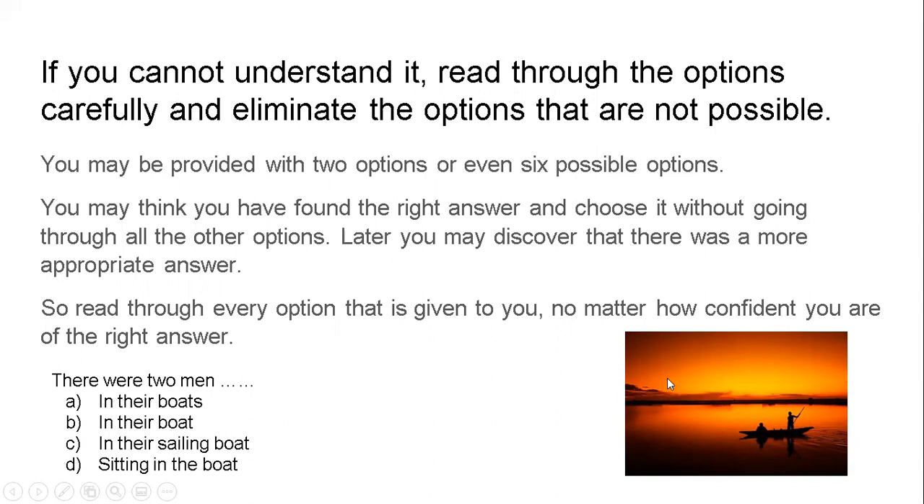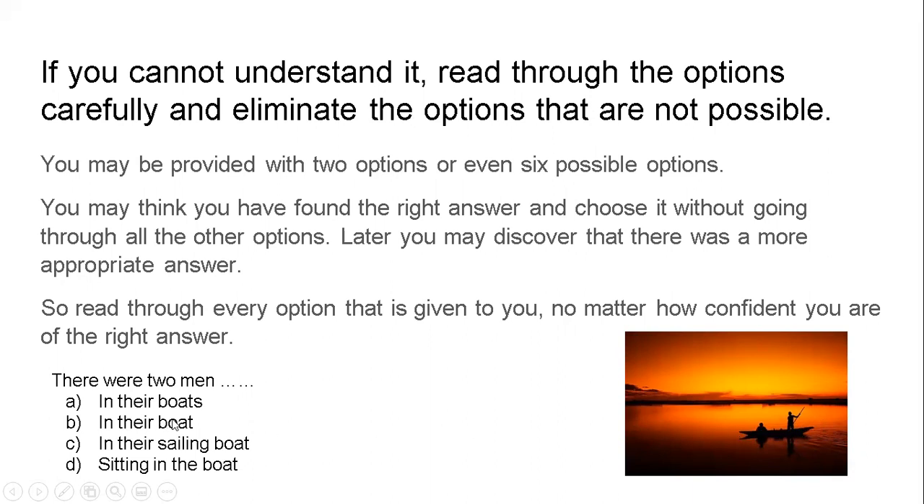Can you see more than one boat? No. So that cannot be the right option. The very fact that S is written there means it is not one boat, it's more than one. So that's not right. There were two men in their boat, meaning one boat. Yes, there were two men in the boat.